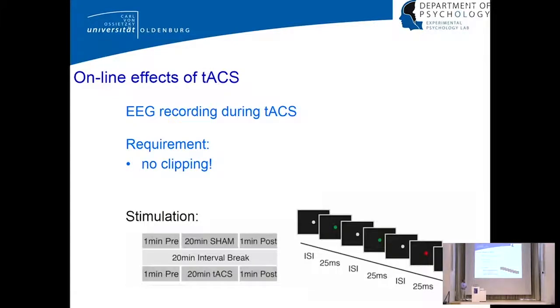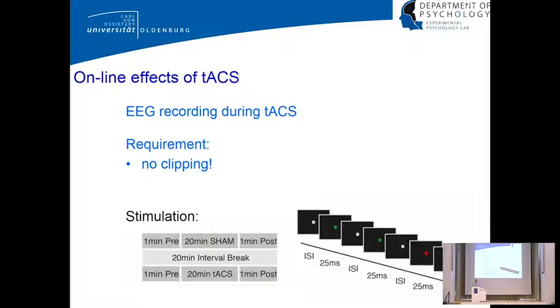Now we wanted to show that when we apply tACS to the human brain, we can actually interfere with brain oscillations, and we will look at the online effect, so that is what is happening during stimulation, and at the offline effect, that's what's happening after stimulation.